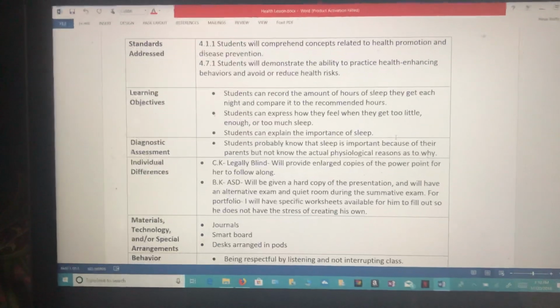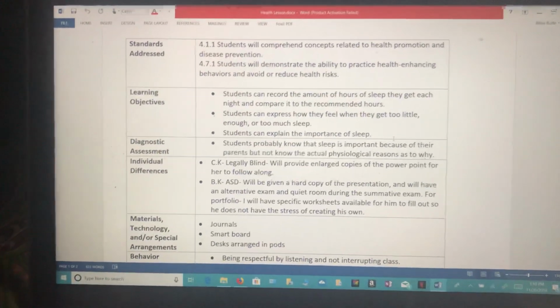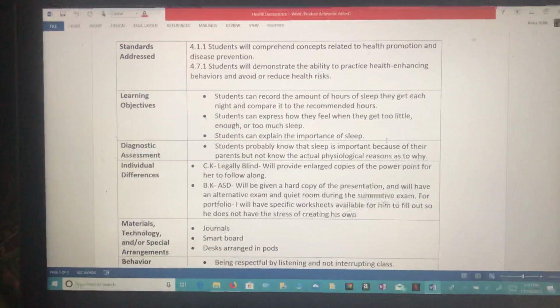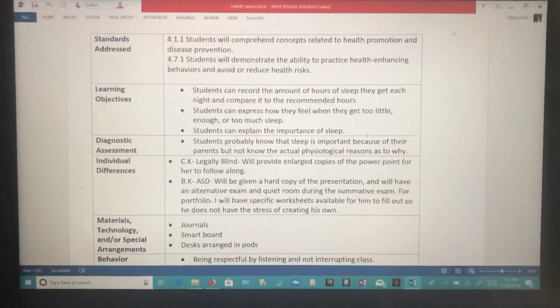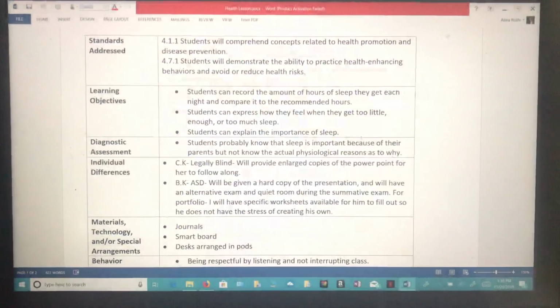My diagnostic assessment is just my observation. Students probably know what sleep is and how it's important because their parents have explained to them that having a solid bedtime is very important.